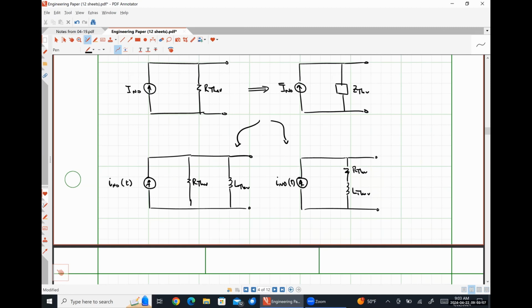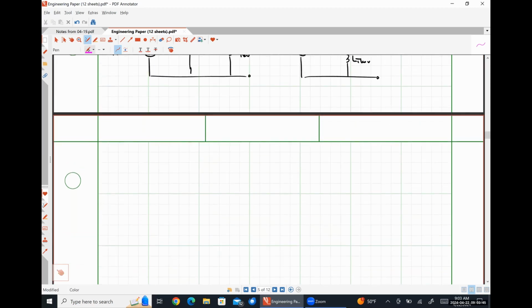Now, realistically, we already have all of the information to do the one on the right. The one on the left is a little bit harder, but it's not ridiculously hard by any stretch of the imagination. We just need to make this R Thev in parallel with L Thev look like Z Thev effectively.